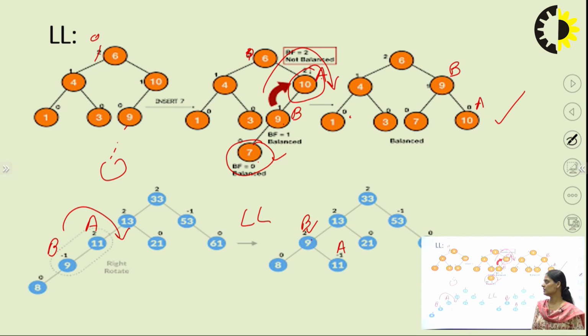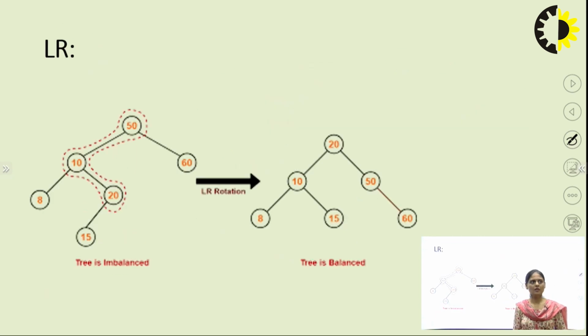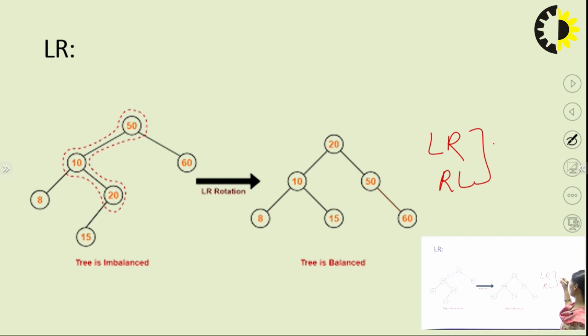RR is the same as LL, just the difference is that over here the insertion takes place to the left of A, and in case it would be to the right of A, then it becomes RR. LR and RL are both the same. There the B takes the place of A. LR and RL, these both are called double rotation. Left subtree of the right child of the critical node and right subtree of the left child of the critical node, in that case they are double rotation.